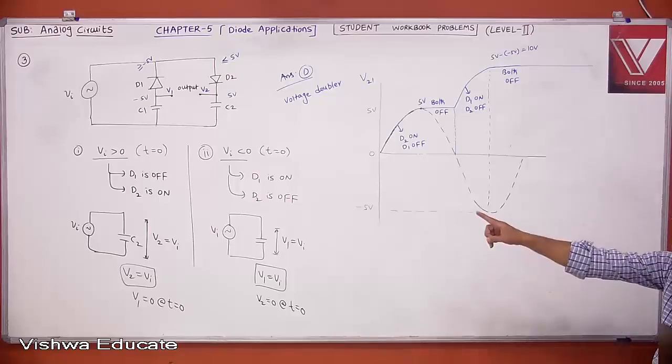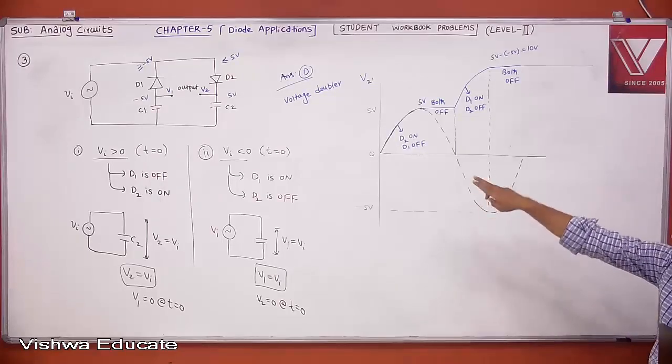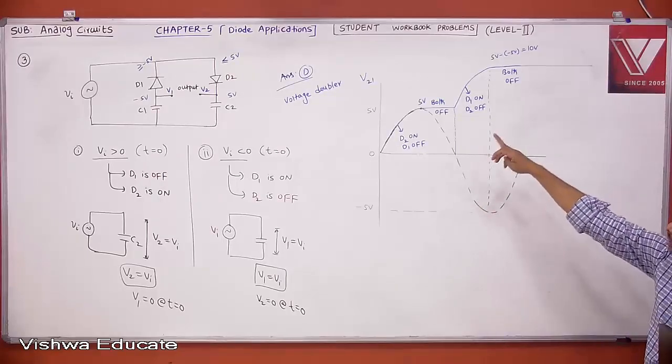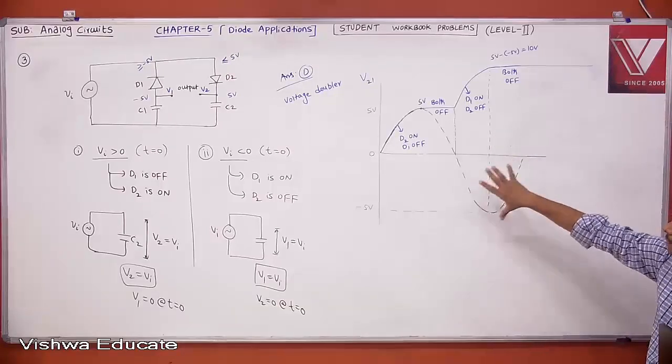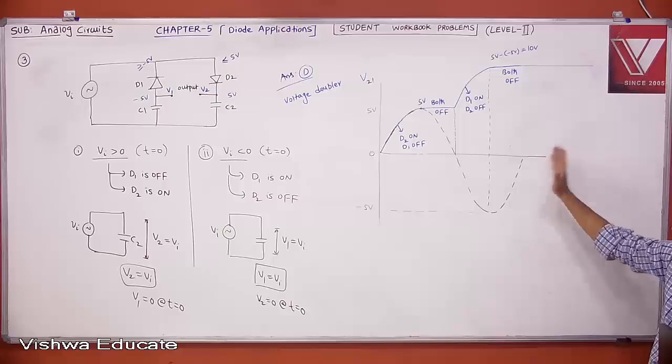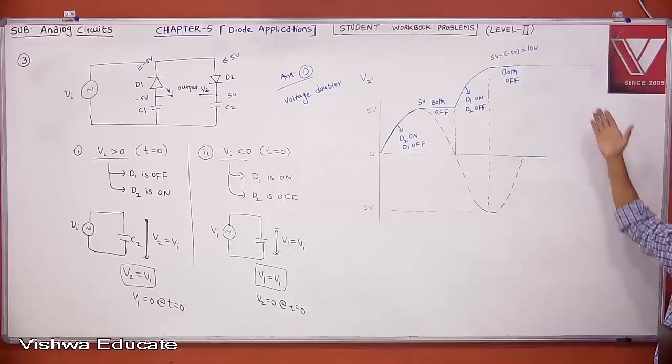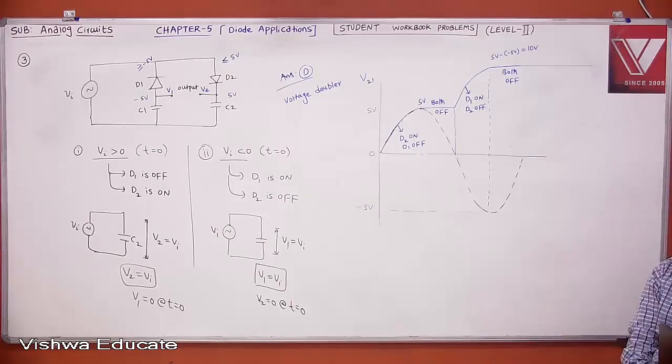See, this is the starting cycle, the starting half cycle. If you consider the positive half cycle, that is time t equal to 0. If you consider the negative half cycle, that is again time t equal to 0. But from the first next cycle onwards, it is always 10 volts.